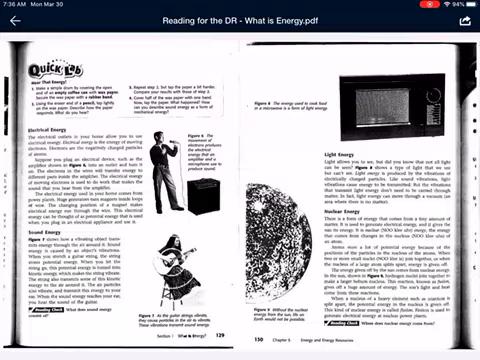Light energy. Light allows you to see, but did you know that not all light can be seen? Figure 8 shows a type of light that we use but can't see. Light energy is produced by the vibration of electrically charged particles. Like sound vibrations, light vibrations cause energy to be transmitted, but the vibrations that transmit light energy don't need to be carried through matter. In fact, light energy can move through a vacuum, anywhere where there is no matter.